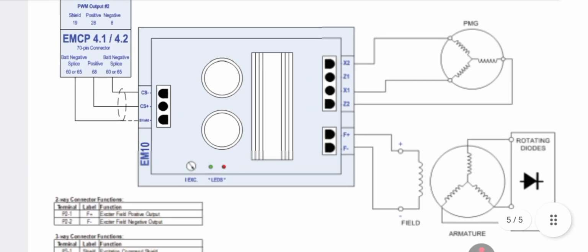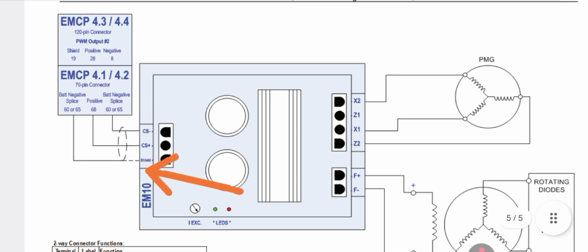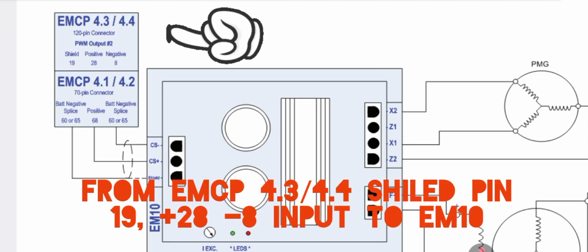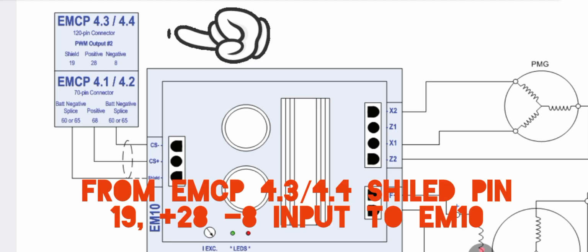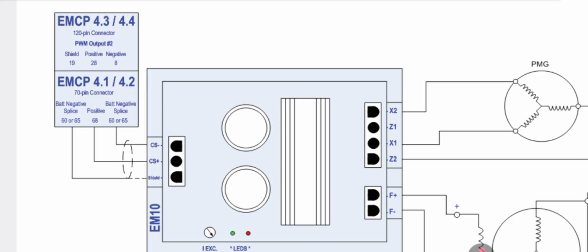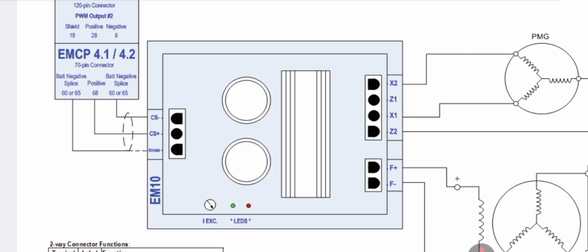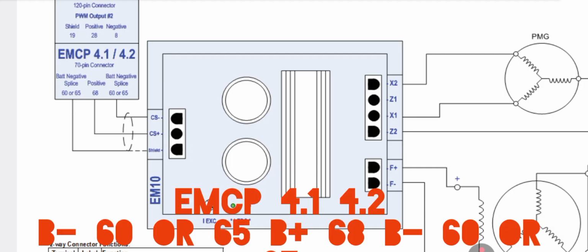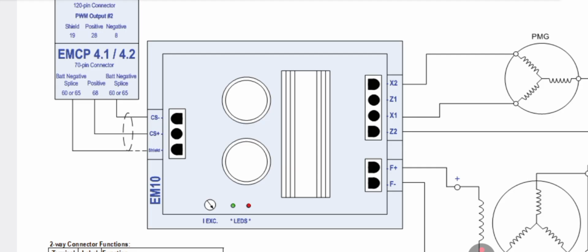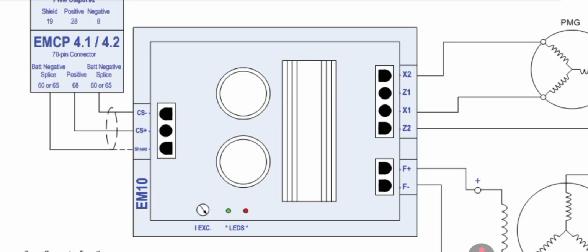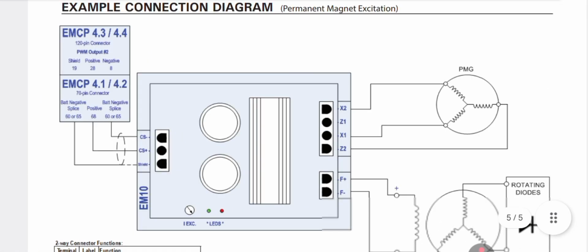And the left side connection, as you can see here, from the EMCP 4.3, 4.4, pin 19, pin 28 and pin 8 is coming to this connection, CS plus and shield. Okay, and for EMCP 4.1 and 4.2, this connection is coming from pin 60 or 65 splice, and also pin 68, which is positive, and pin 60 or pin 65 battery negative splice. Okay, these are all the connections of this EM10 excitation module.